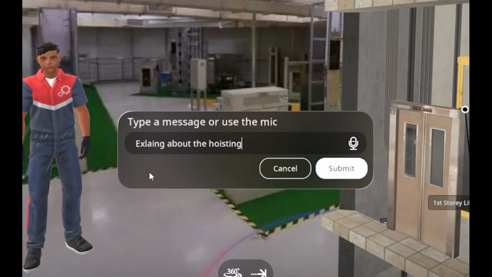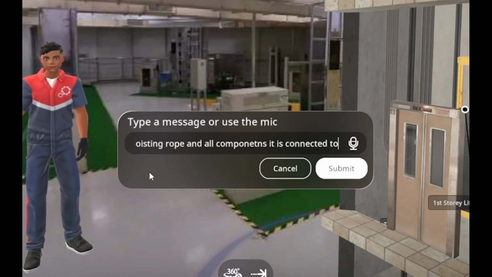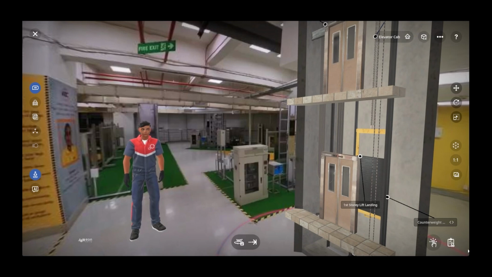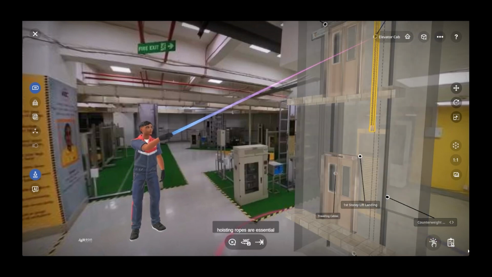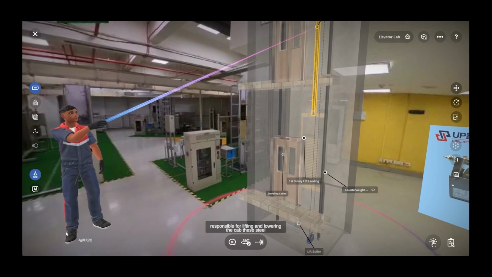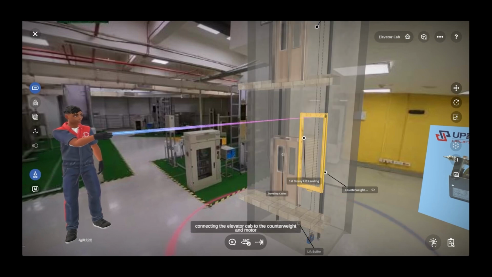Explain about the hoisting rope and all components it is connected to. Hoisting ropes are essential components in an elevator system, responsible for lifting and lowering the cab. These steel cables are robust and flexible, connecting the elevator cab to the counterweight and motor dock.